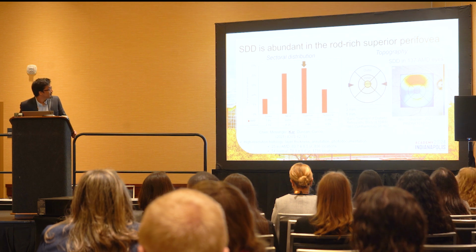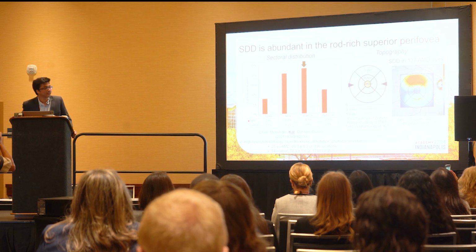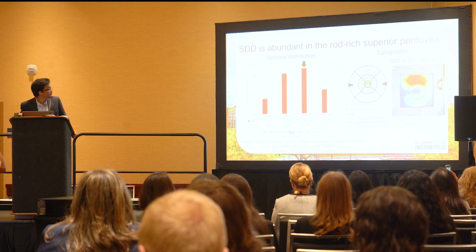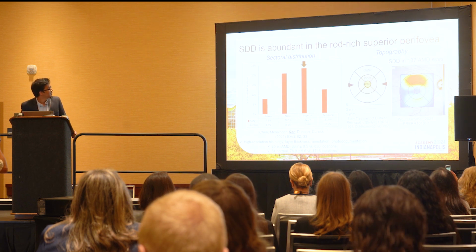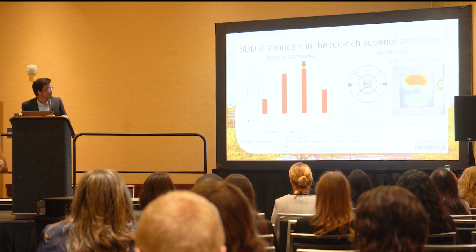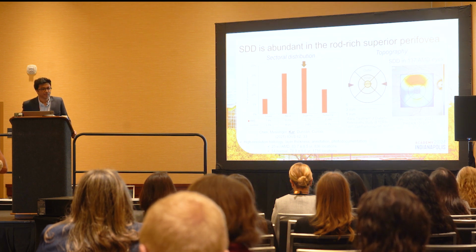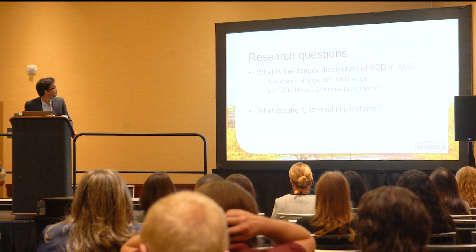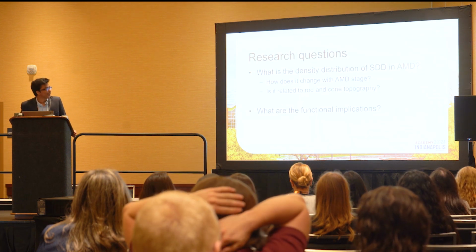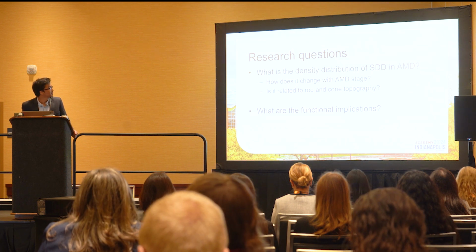In 2021, we looked at the distribution of these deposits using a histology approach, and we found that these seem to be localized more in the superior quadrants. And in the same year, Robin Guymer's group in Australia had published an OCT-based method where they found that the predilection of these lesions tends to be in the superior perifovea. So we wanted to expand on this work, and there are three really big questions here.